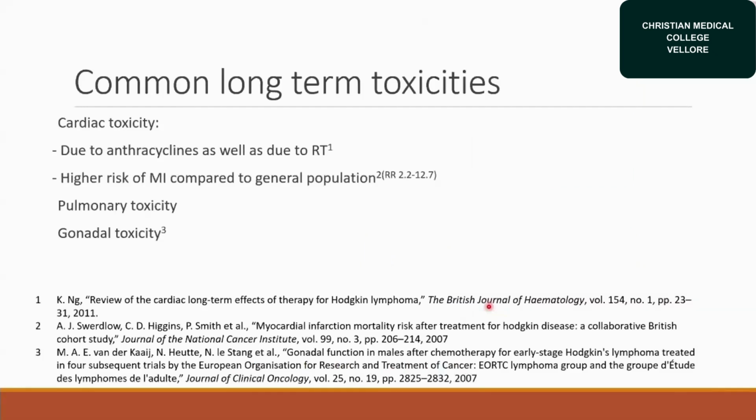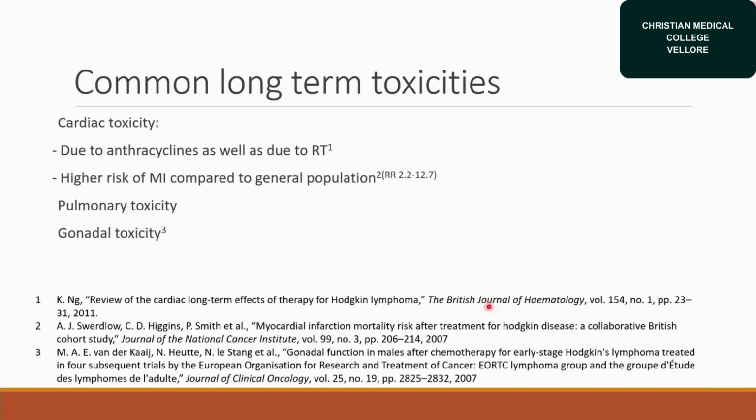So I spoke a lot about the toxicities, and that's why we have cut short on the intensity. What are the common long-term toxicities that we come across in these patients? Cardiac toxicity is one of the most common toxicities that we come across in these patients. This is due to anthracyclines as well as RT.